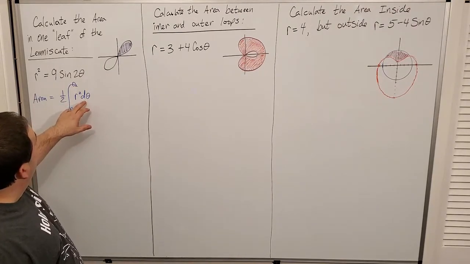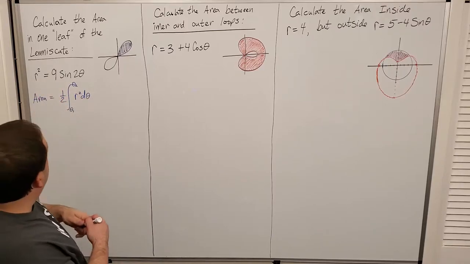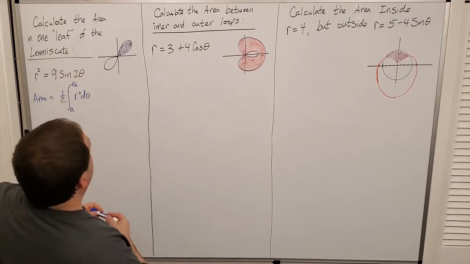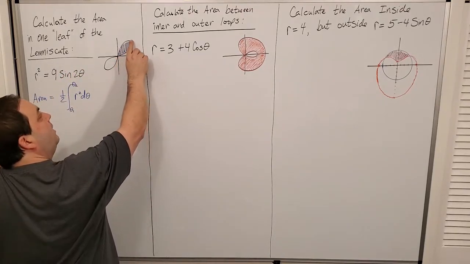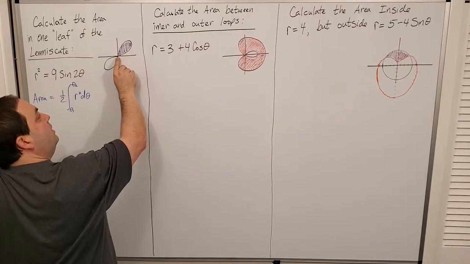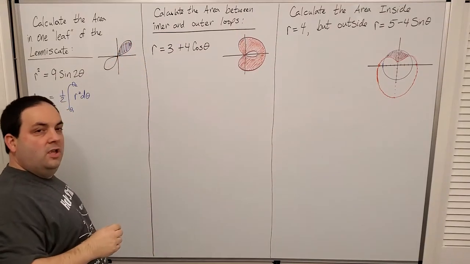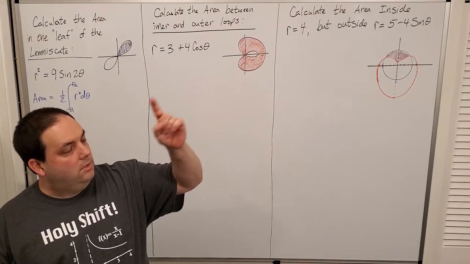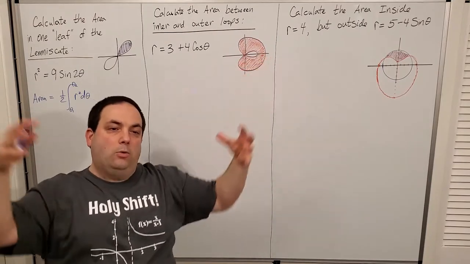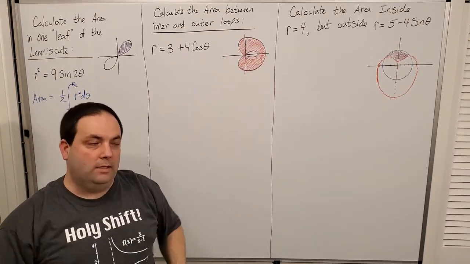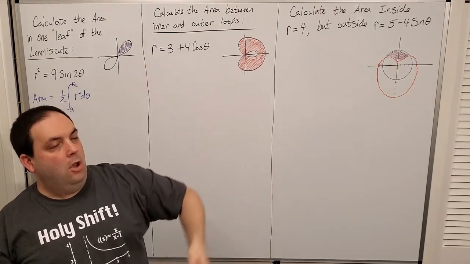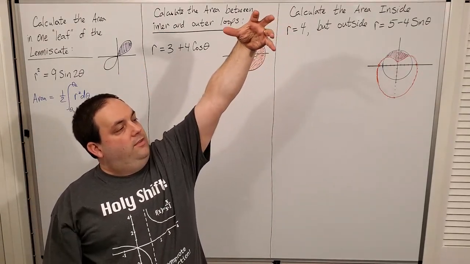And then, of course, times d theta. So let's start with how do I know which angles? Well, notice the petal on this lemniscate starts and stops at the origin. In other words, the way polar works, theta's rotating and r goes in and out. So as theta is rotating, r goes out for a little while and then comes back in.